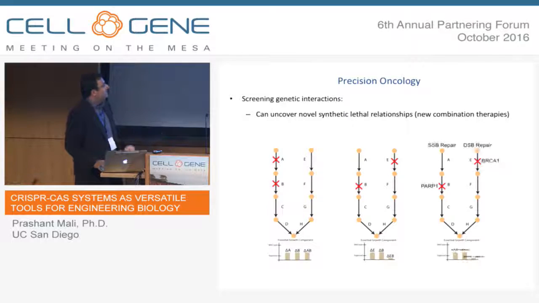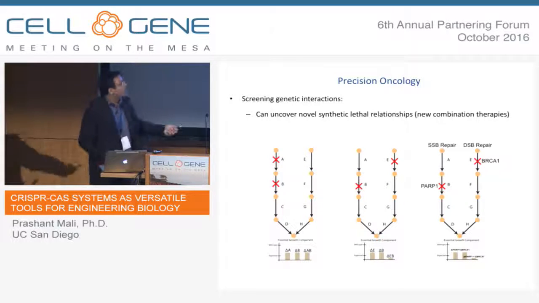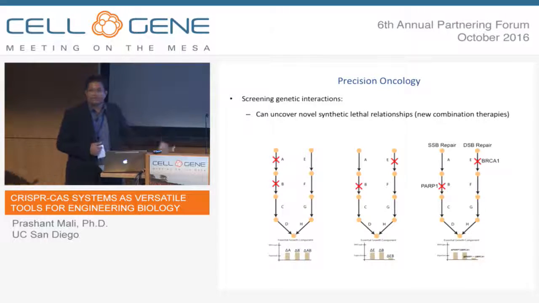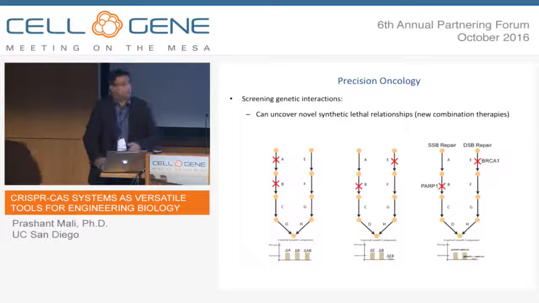And in fact, this has been the basis for a remarkable synthetic lethal therapy, which is now already clinically approved, where individuals with mutations in the BRCA1 gene, which is responsible for double-strand break repair, are unusually sensitive to PARP1 inhibitors, which are responsible for single-strand break repair. So here's an example of where discovering these novel genetic interactions can become unusually powerful.